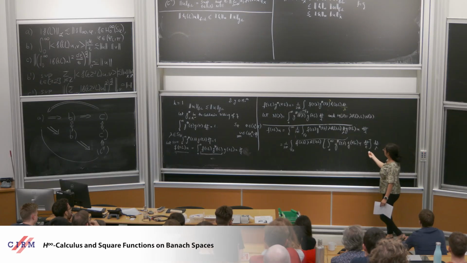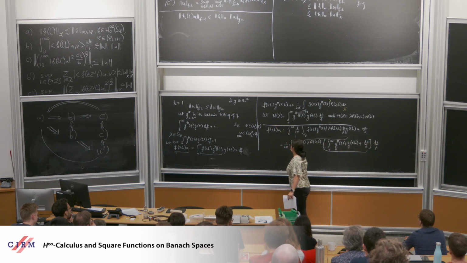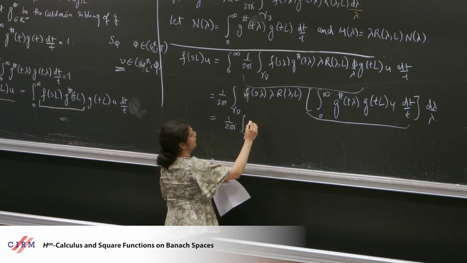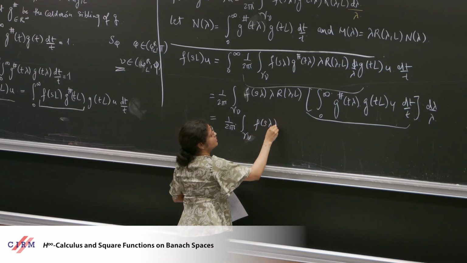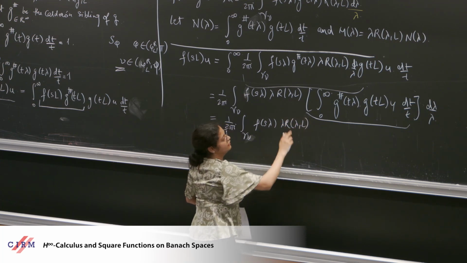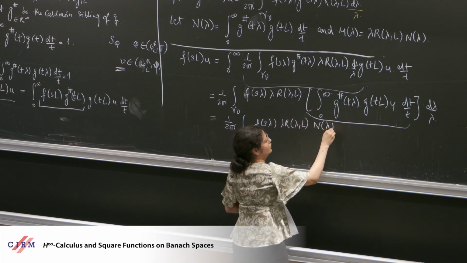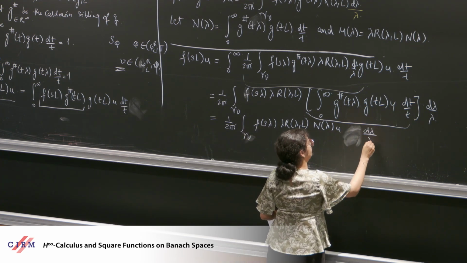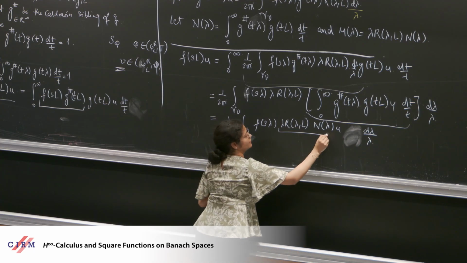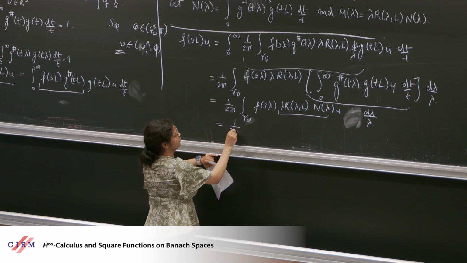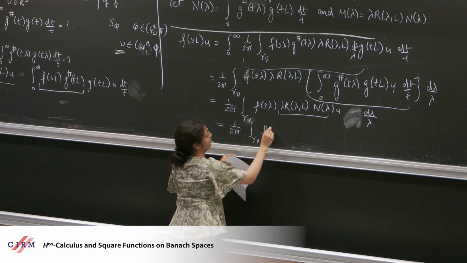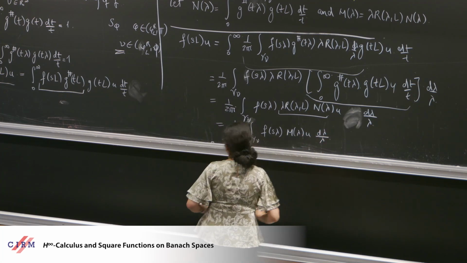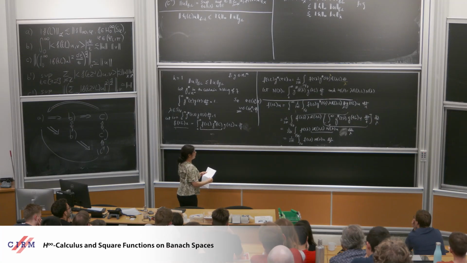All right, now what is this? This is my N lambda I started with. So let's plug it in. What do we get? F of S lambda, lambda R lambda L, this is my N lambda u, d lambda over lambda. And what is this? This is my M lambda. I have here 1 over 2 pi, F of S lambda M lambda u d lambda over lambda. All right. Okay, so what can we do with this?